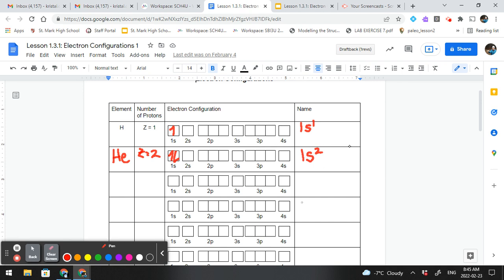Super full, super stable, noble gas. This makes sense. It's hard to remove one of those electrons from helium. They're super close to the nucleus, they're spinning in opposite directions, the shell is full, it's stable.